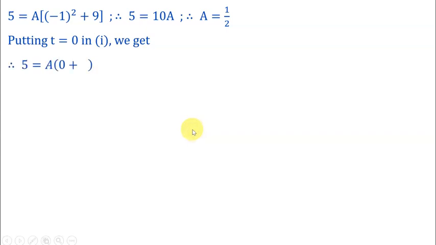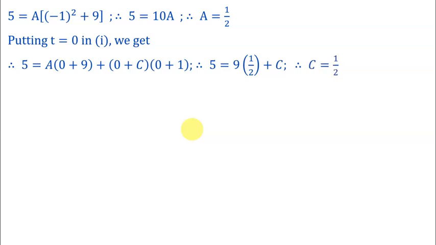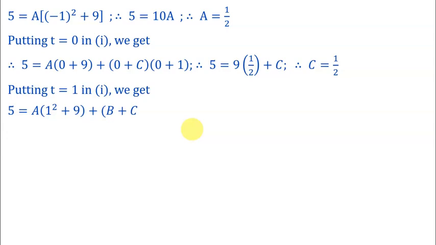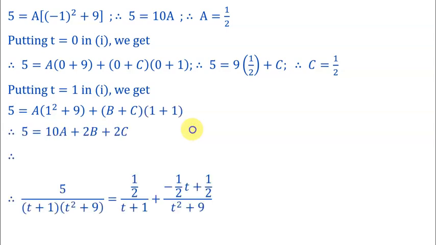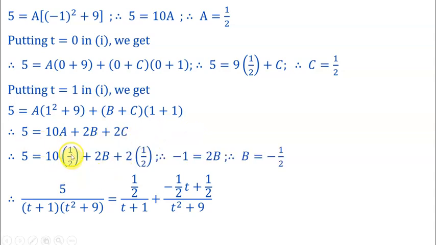Put t = 0. Then you will get the value of C is 1/2. Put the value t = 1 in equation 1. Then you will get the terms in terms of A, B, C. And here substitute the value of A and C. You will get the value of B is −1/2. And hence our integration is written in this fashion.